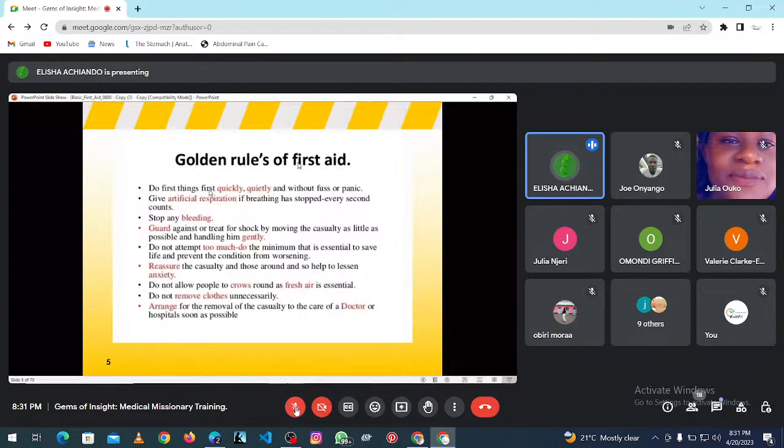Number three, you are aiming to stop bleeding. So, even as you do all this, you're making sure these people are not bleeding. Then you're also guarding against, or you're treating for shock in specific cases. Then do not attempt to do more than you can actually afford. That is why we are saying first things first.